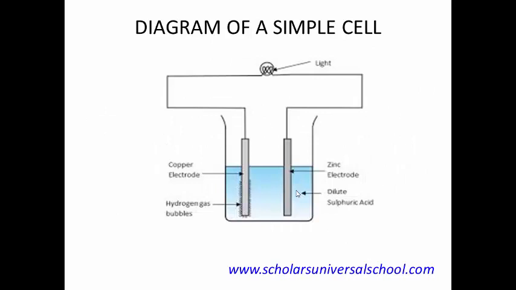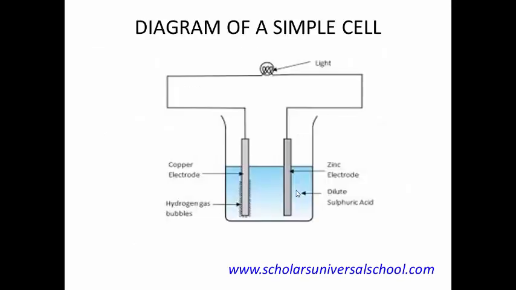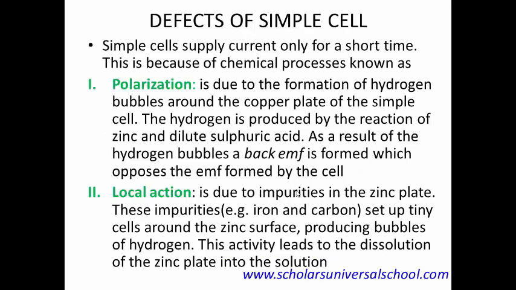Now, as a result of these chemical reactions, electrons flow through the connecting wires from zinc to copper. This is a diagram showing a simple cell. When the zinc slowly dissolves in the acid, bubbles of hydrogen are formed at the copper rod, and electricity flows through the connecting wires from your zinc electrode to your copper electrode. Like I've explained before, the simple cell usually supplies current for a short period of time, and the reason is that the simple cell has some little defects that would not allow it to supply current for a longer period.